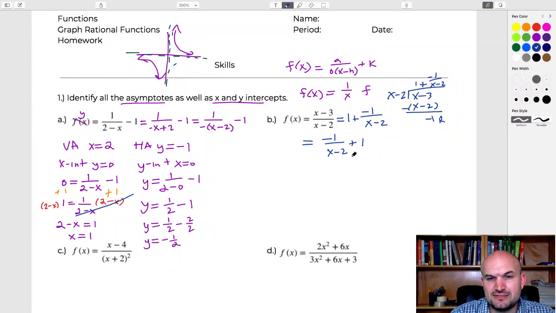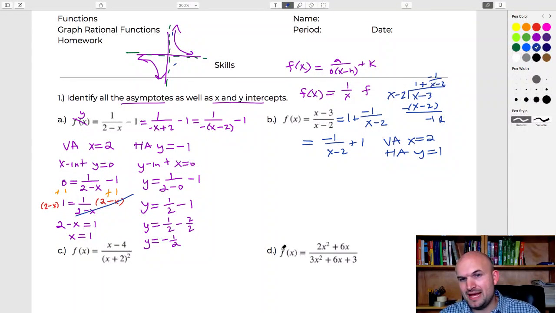So my new vertical asymptote here is going to be x equals 2. And my horizontal asymptote is now going to be y equals 1. So very similar to what we had over here. Now to find the x and the y-intercepts, I'm actually not going to use this information anymore.